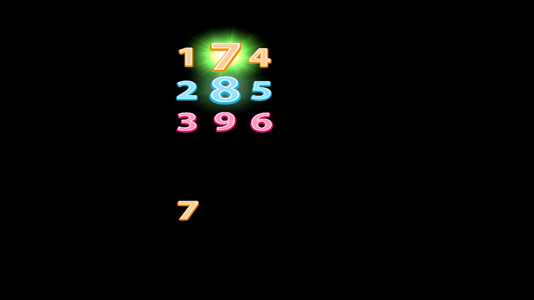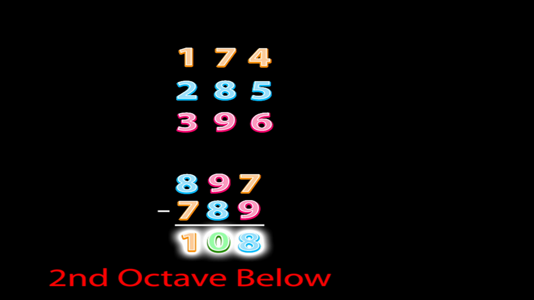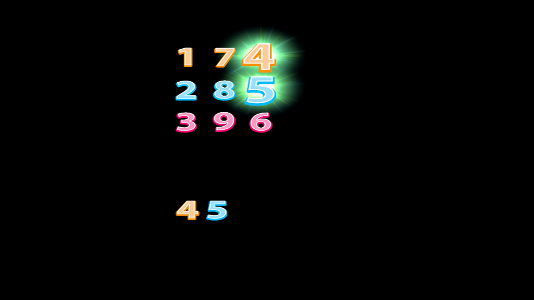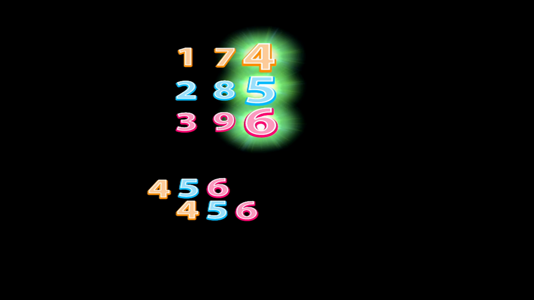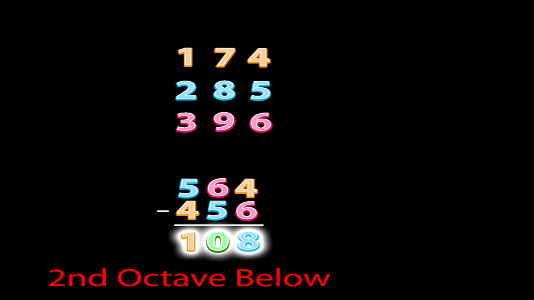Going down the center the same way, 789, I subtract that from its shifted pair of 897, which gives me another 108, or 2 octaves below. And one more time, going down the far right, we got the 4, 5, and the 6. Subtract that from its shifted pair of 564, and we get another 108.